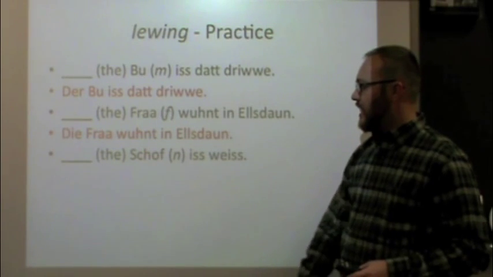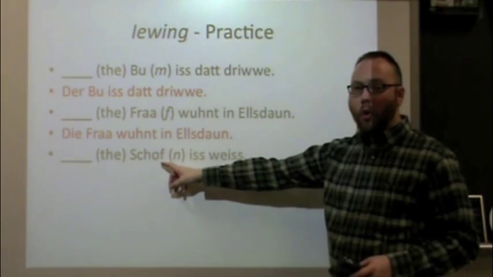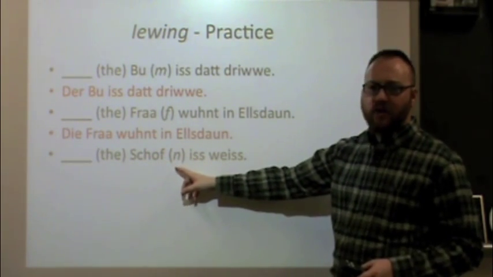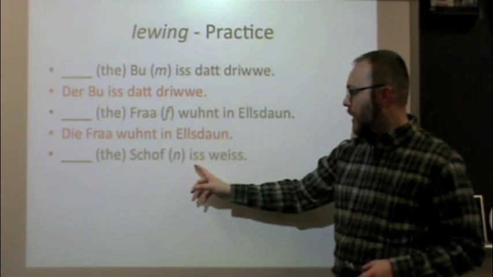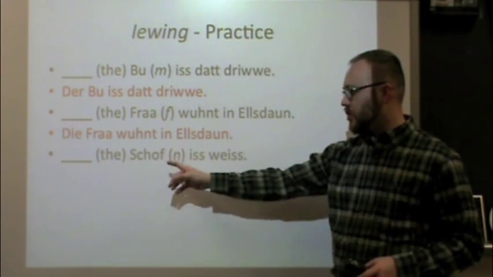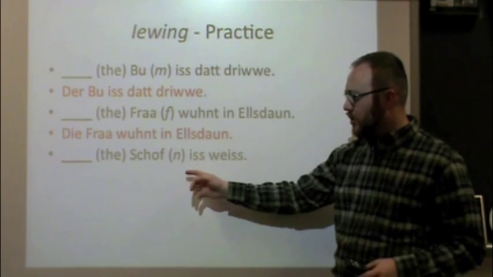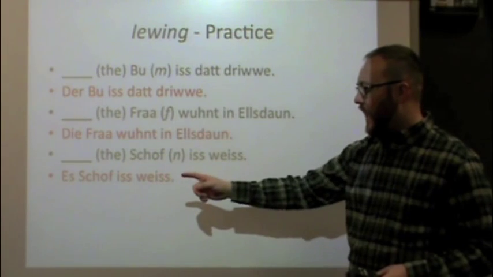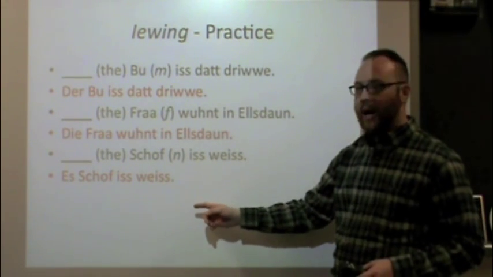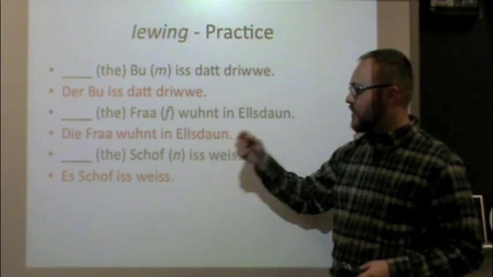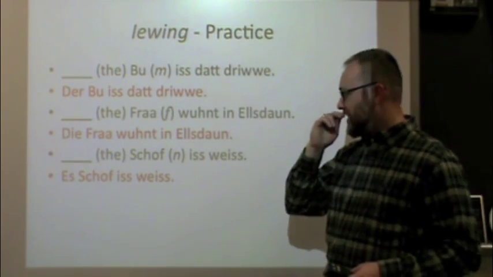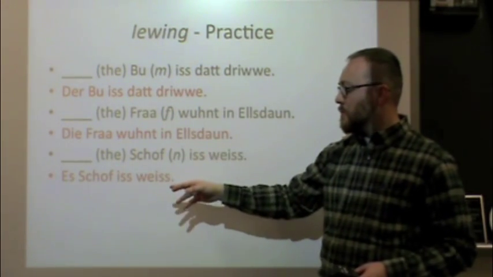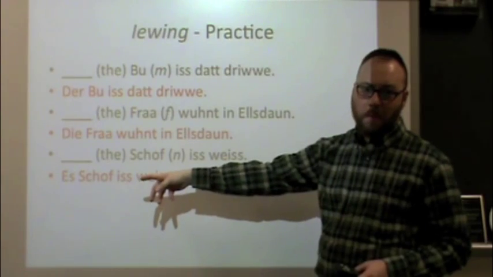Here's another one. This time I want to say the Schof. Schof is a neuter noun. It's the word for a sheep. Ist weiß. So I want to say the sheep is white. It's neuter. Check your chart. For neuter nouns, it would be es Schof ist weiß. Can you see how it's starting to throw things off? Those are three different things, but they all have a different form of the.